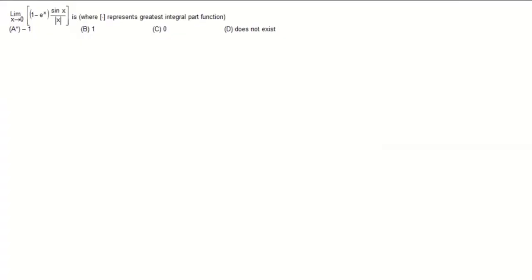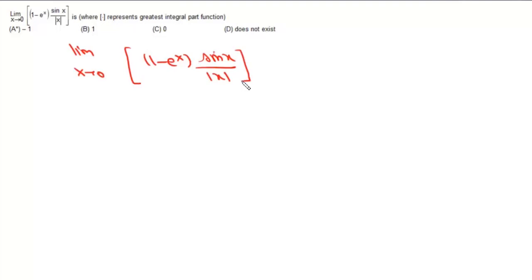Now the question is, we need to solve this limit x tends to 0 greatest integer function of (1 minus e to the power x) sin x upon mod x.